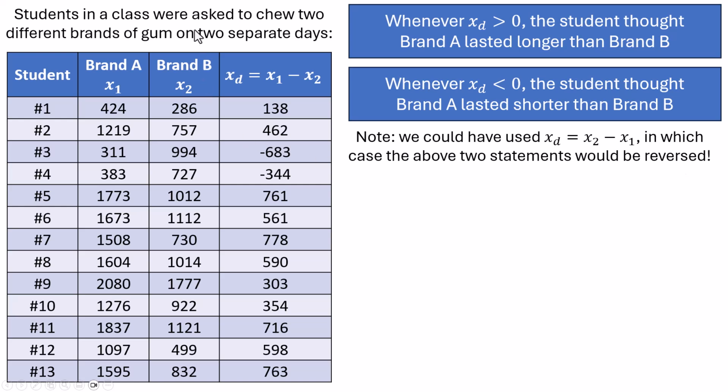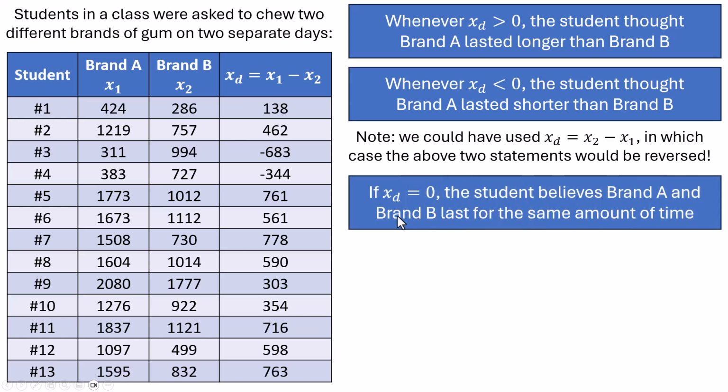So we would be taking the brand B times and subtracting the brand A times, and all the values would be switched in terms of their signs. If x sub d is equal to 0, then that would mean that the student believes that the brand A and brand B times would be exactly the same. We didn't have any examples of that in here, but if we had a 0 over here, that would basically just mean that student didn't think there was any difference in the time that that gum lasted in terms of its flavor.